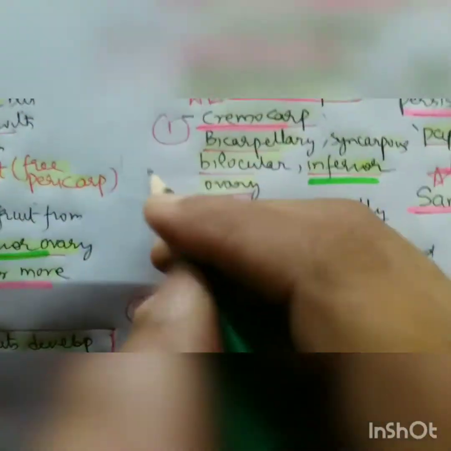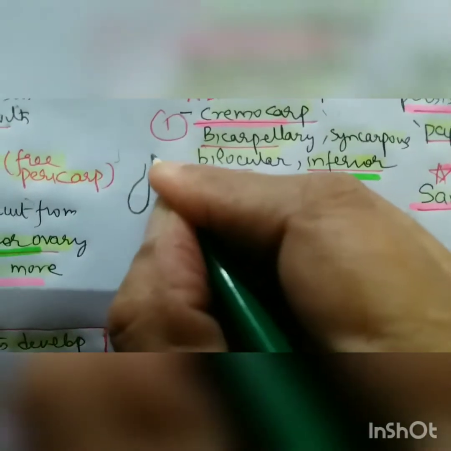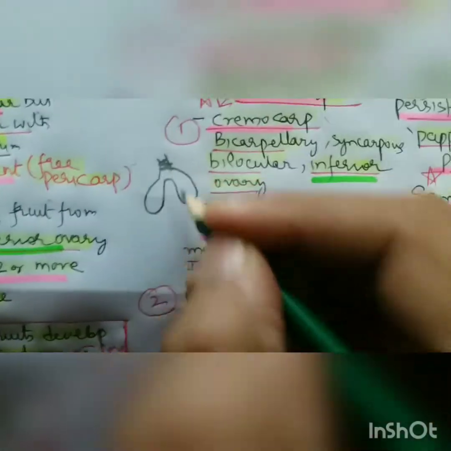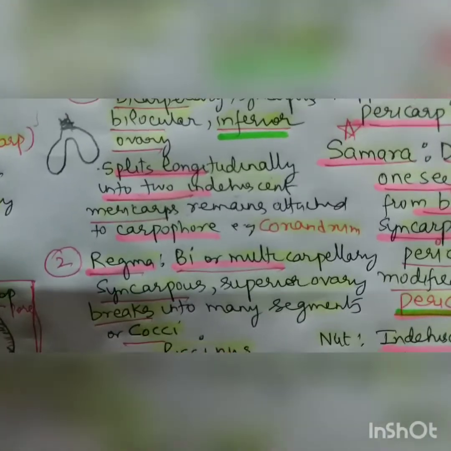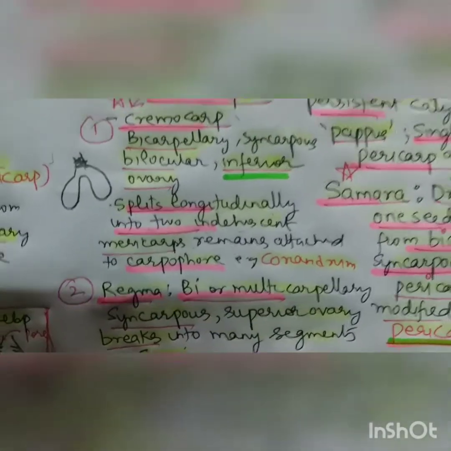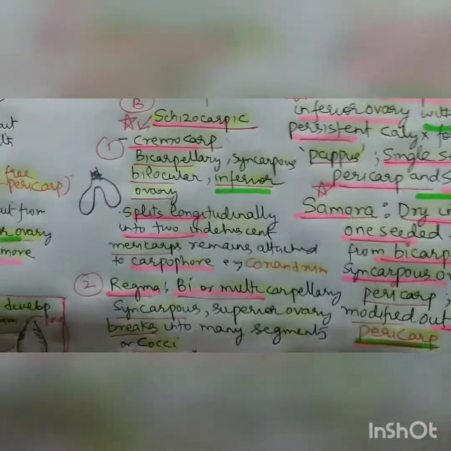We did this when we were doing the family. It divides into 2 mericarps, and they are attached by means of a structure called carpophore. It is in Umbelliferae, and this fruit is called cremocarp. It comes from bicarpellary syncarpous bilocular ovary.